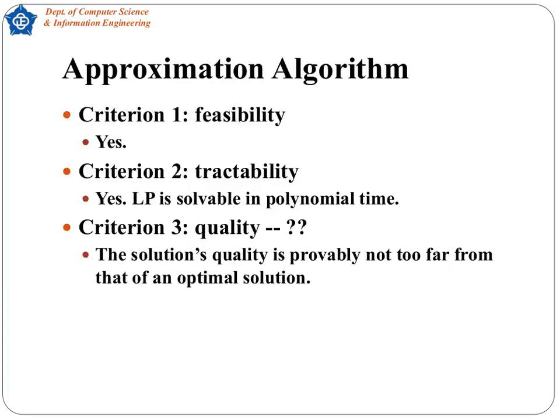Building on that proof, let's outline the 3 key criteria any approximation algorithm must satisfy. First, feasibility. It always yields a valid solution that meets every problem constraint. Second, tractability. It runs efficiently because the underlying linear program can be solved in polynomial time. And third, quality. We can prove the solution's value stays within a known bound of the true optimum, ensuring it never strays too far from the best possible answer.